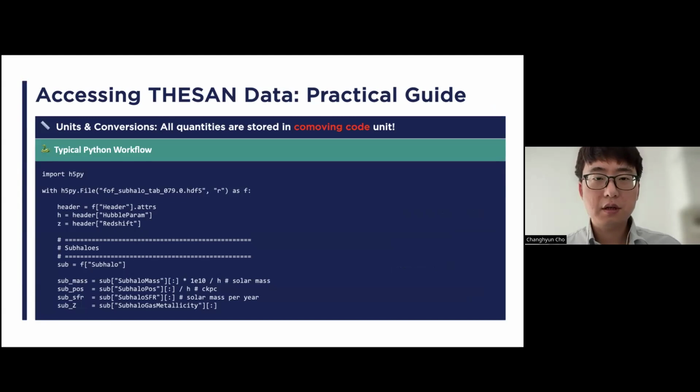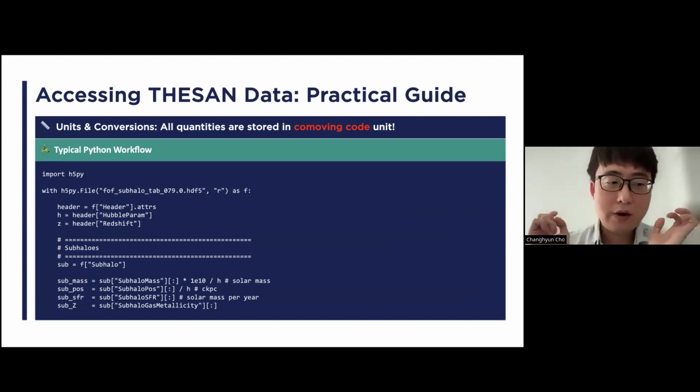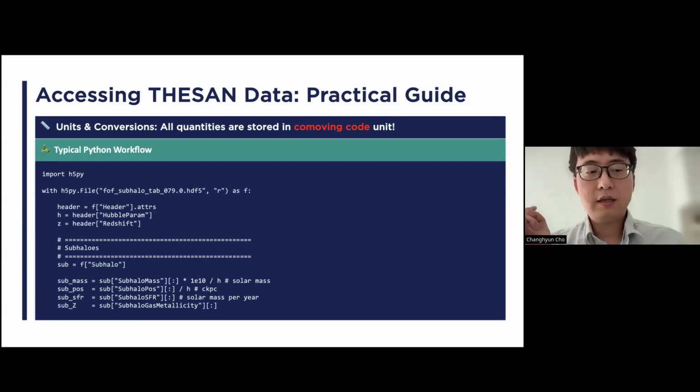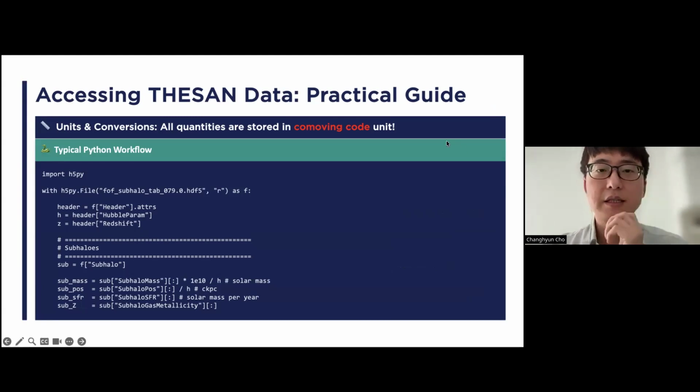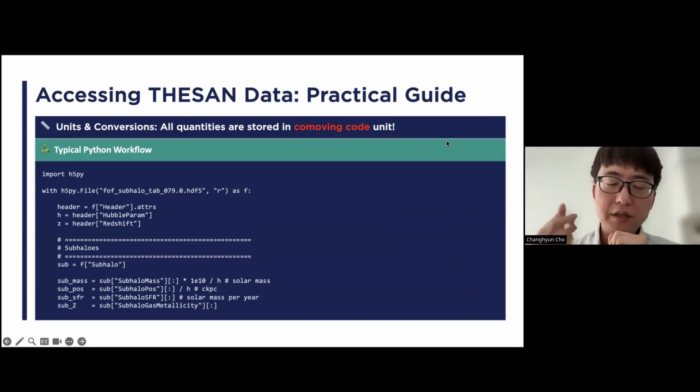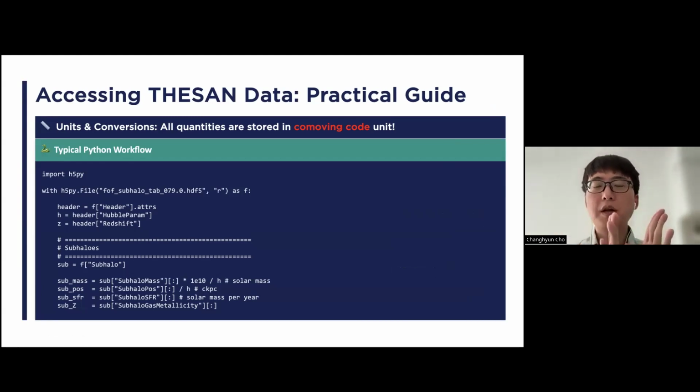Okay, this is the last part of the presentation: how to read the data. When I first started this job, I wasn't super familiar with the THESAN data set because I had never worked with it. Something bothered me a lot at that time: how to convert the units, because every simulation has its own code units and its own architecture. So changing to physical units is sometimes quite annoying.